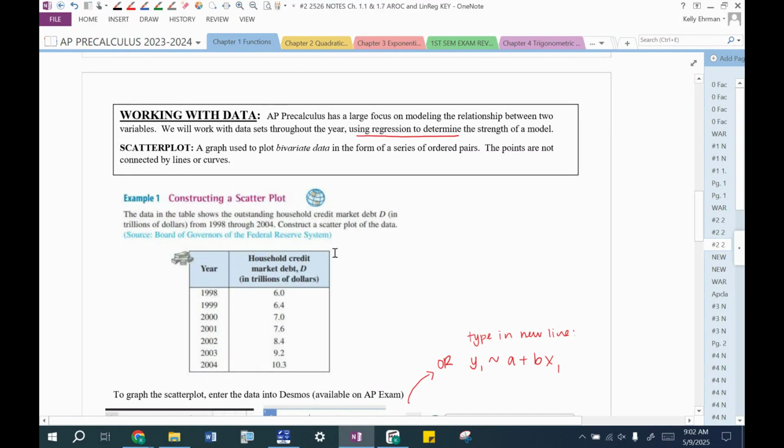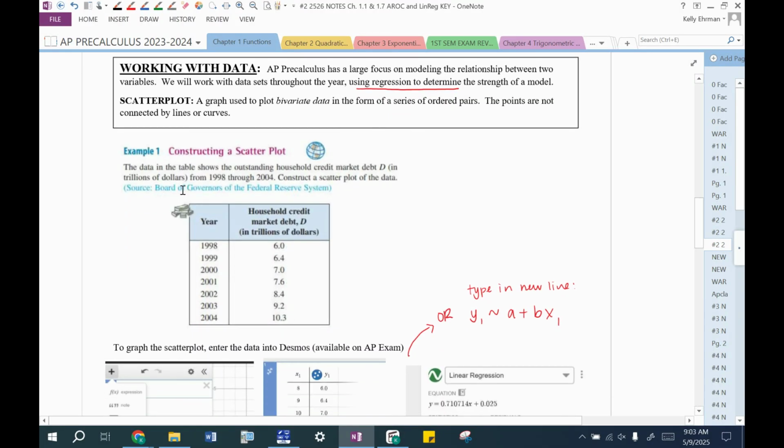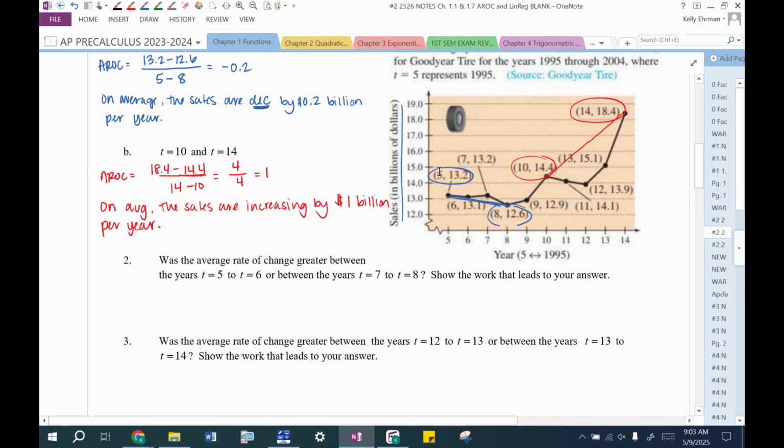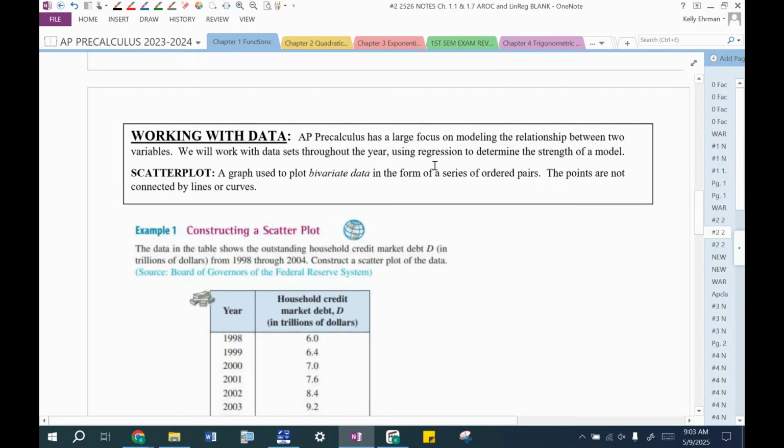So what about working with data? So what about regression models? Our AP Pre-Calculus test has a pretty large focus on modeling in general, making sure we have models or equations that can kind of best fit some of this data. And so we're going to start using regression to determine the strength of a model. Let me flip back to this.